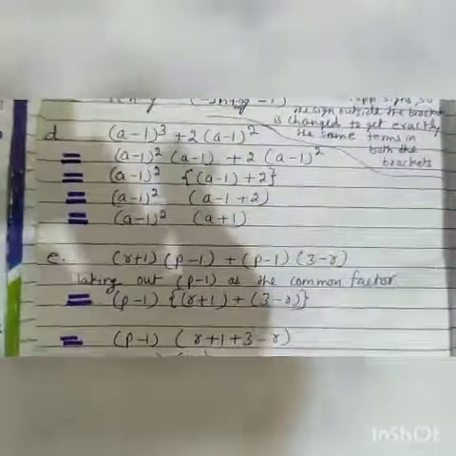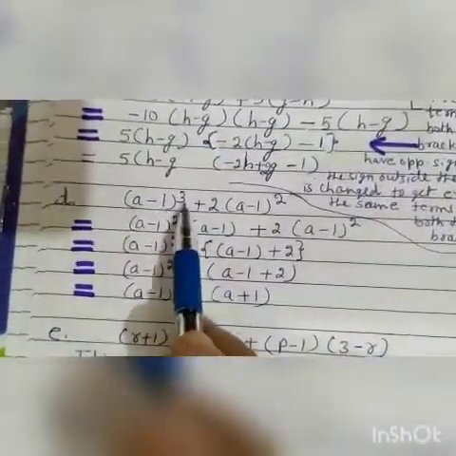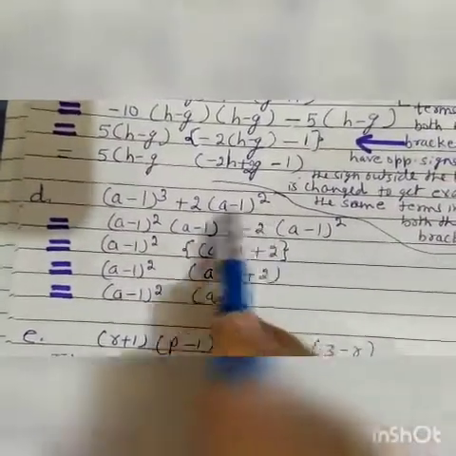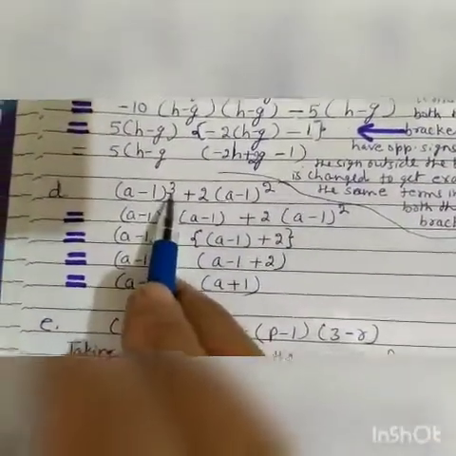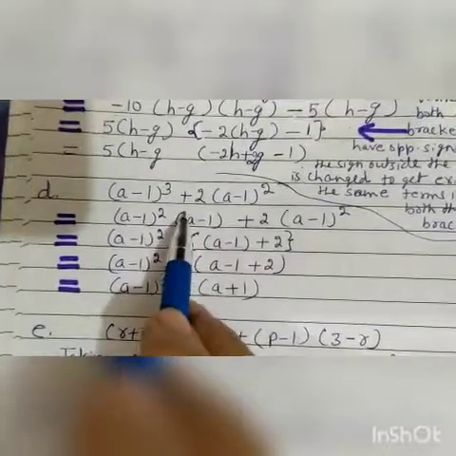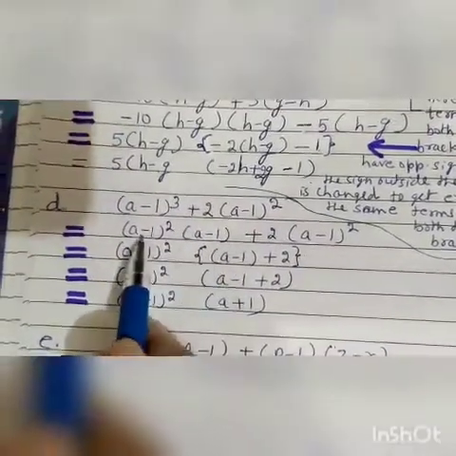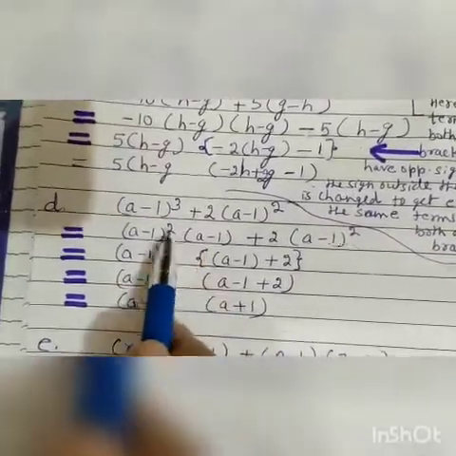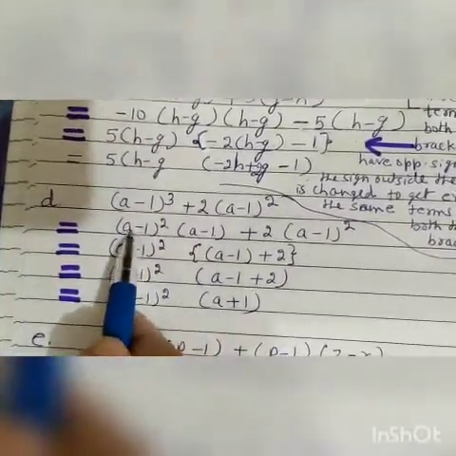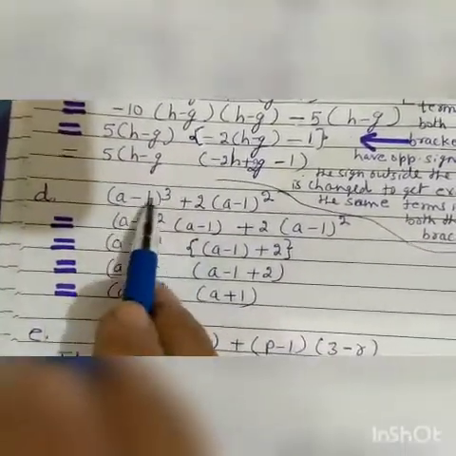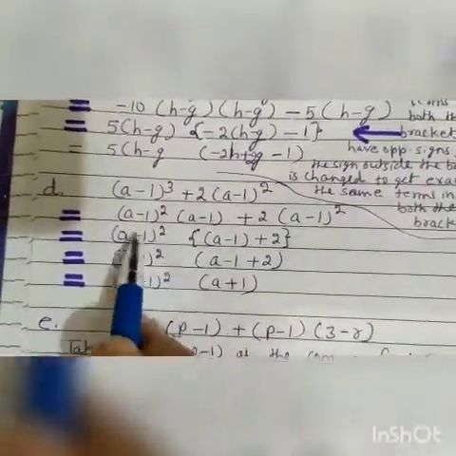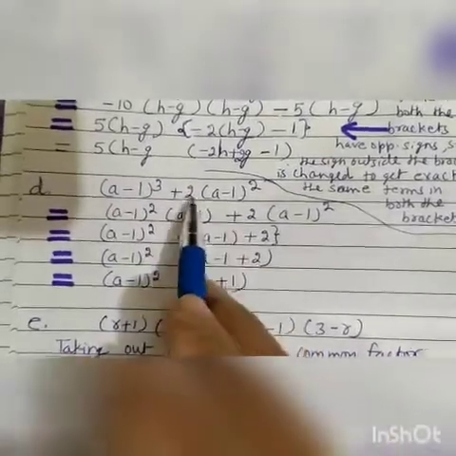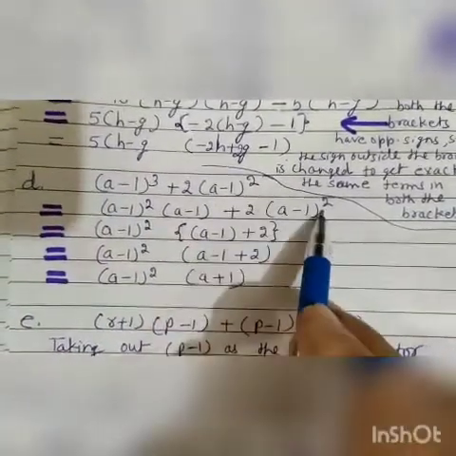Come to the next part, that is D. (a − 1) whole cube plus 2(a − 1) whole square. This (a − 1) cube, we can write it (a − 1) square and (a − 1). See, both the bases are (a − 1) and its power is 1. So if we add this power, it will become (a − 1) whole cube. So we can write this (a − 1) whole cube, (a − 1) whole square into (a − 1) plus 2(a − 1) whole square.